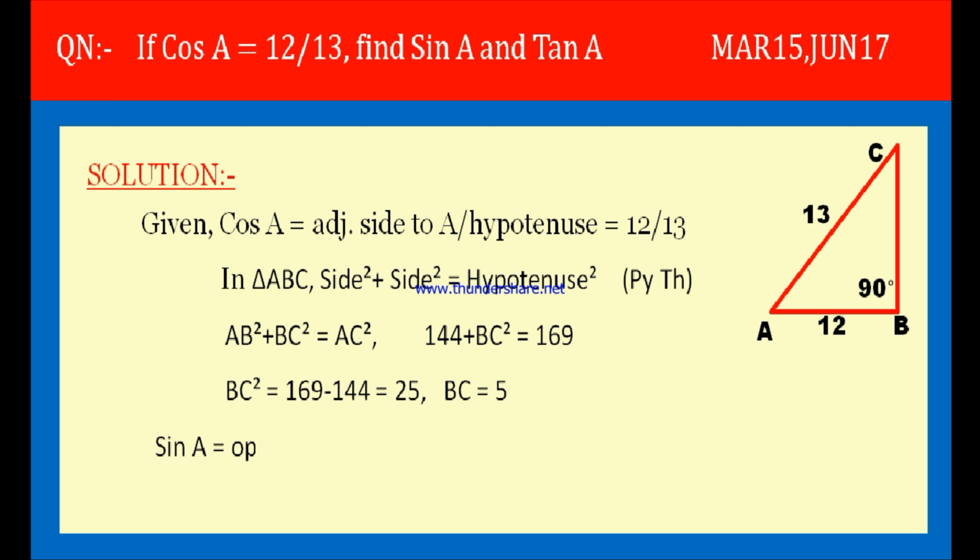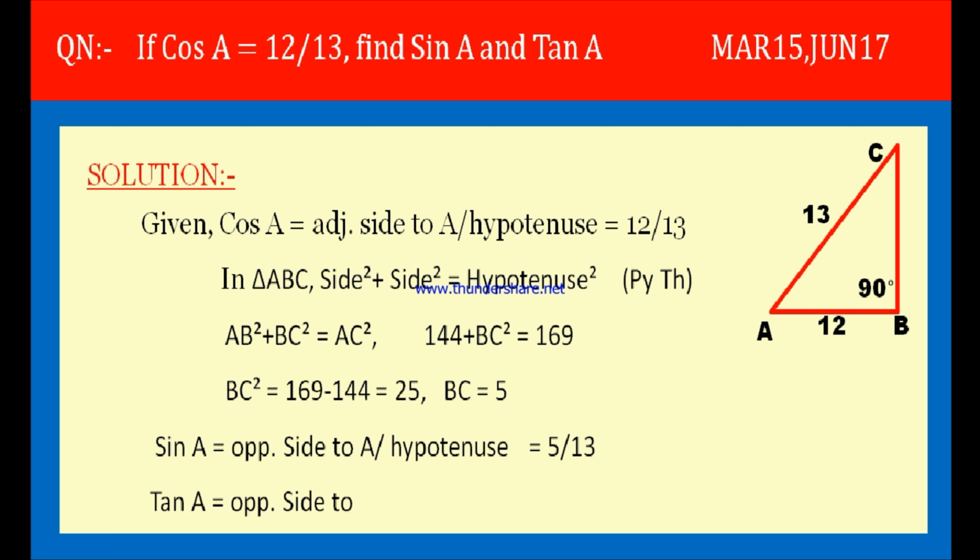Then you can find first of all sin A. Sin A formula: opposite side to A by hypotenuse. Sin A is the trigonometrical ratio between the opposite side to a particular angle and the hypotenuse. Now for this angle A, the opposite side is BC, whose value is 5, and the hypotenuse is AC, which is 13. Therefore sin A is equal to 5 by 13.